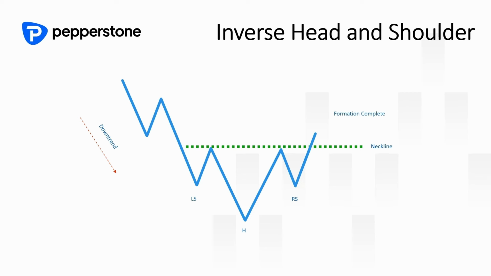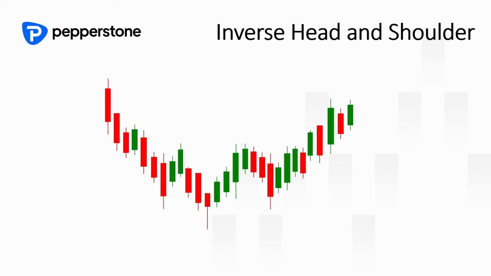In a real market, it looks something like this. We can see that we've got a downtrend in place with a series of lower highs and lower lows. We can then mark out the head and the two shoulders on the left and on the right, and then we can draw the neckline. Once we get a confirmed close outside the neckline, this trade is ready to place.